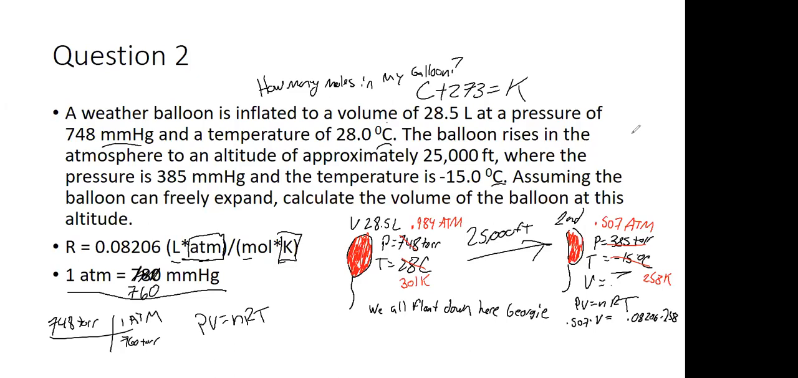So the question that we're trying to solve is, what is the volume in condition two? And when you try to solve PV equals NRT, you'll find that you have two variables that are unknown, volume and number of moles. If you only have one equation and two unknowns, you cannot solve those two unknowns.